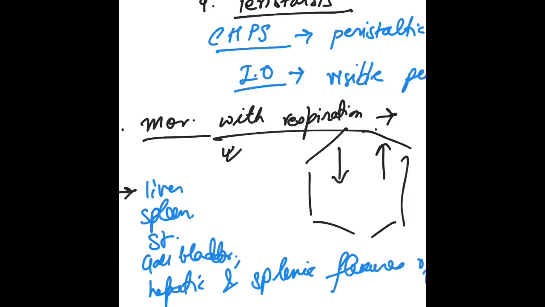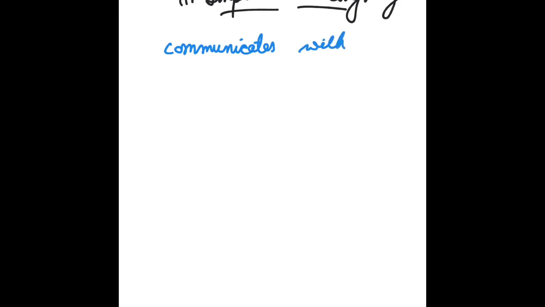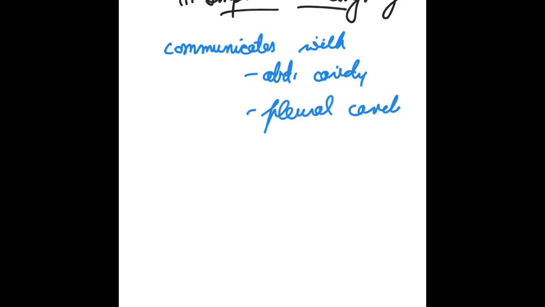Okay, I think my handwriting is a bit bad, sorry for that. But I hope I'm clear in what I'm explaining. The next point which is important is looking for impulse on coughing. Now, impulse on coughing will be present whenever the swelling communicates with either the abdominal cavity, the pleural cavity, or spinal canal or cranial cavity.